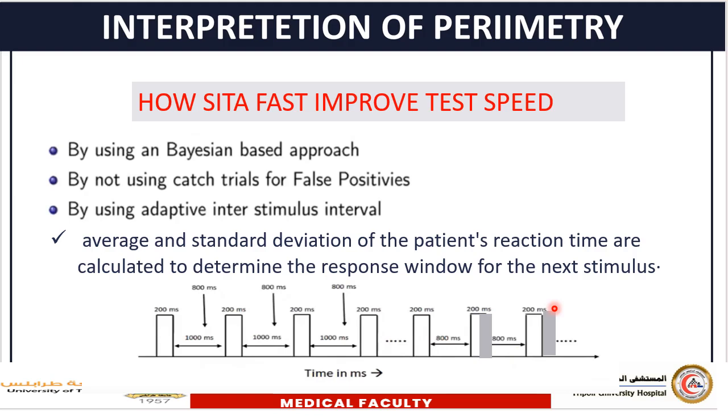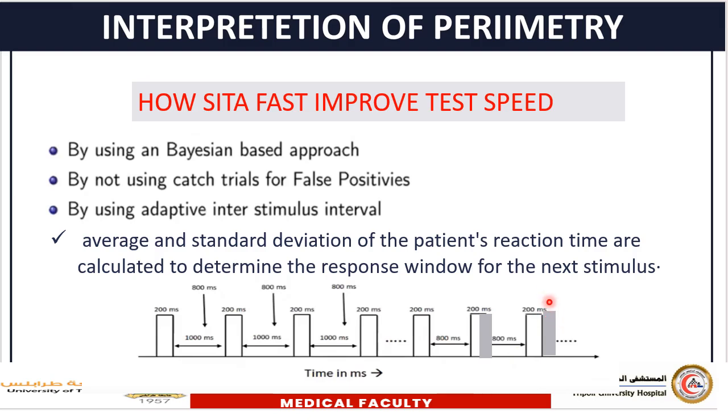Now, the question that arises is, although SITA Faster has improved the time needed for the patient to do the testing of his visual function, the reliability of the test becomes questionable as we eliminate these catch trials that might be affecting the result of the patient. As you know, false positive and false negative are very important to interpret in view of the retinal sensitivity of the patients. If there is too much false positive result, this will change the mean deviation and the pattern deviation, and then the visual index will be totally changed. So we'll discuss this later.